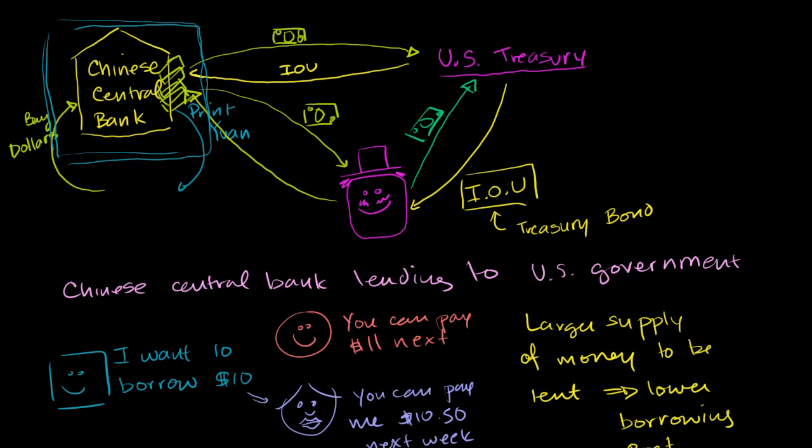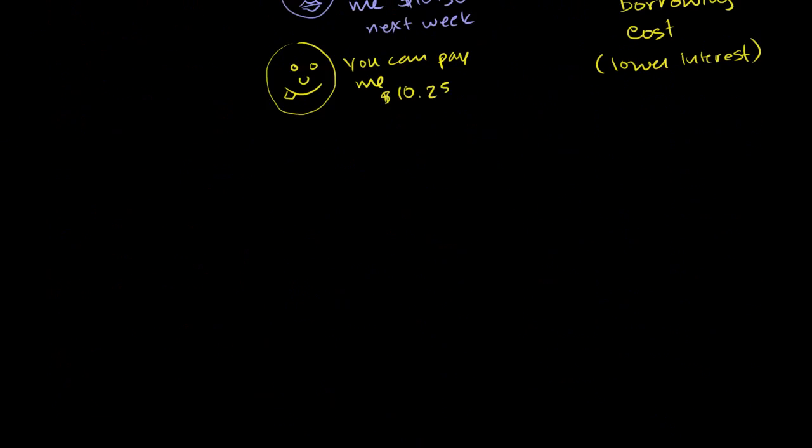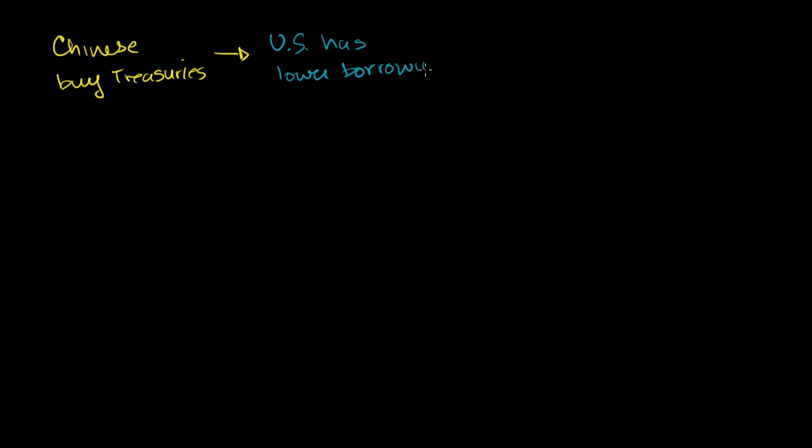So the net effect is U.S. Treasury has lower borrowing costs. Lower interest. So what does that mean? Let's make it very clear. The Chinese buy treasuries, which are essentially loans to the U.S. government. Then the U.S. has lower interest or borrowing cost, and I'm talking about the government right now.